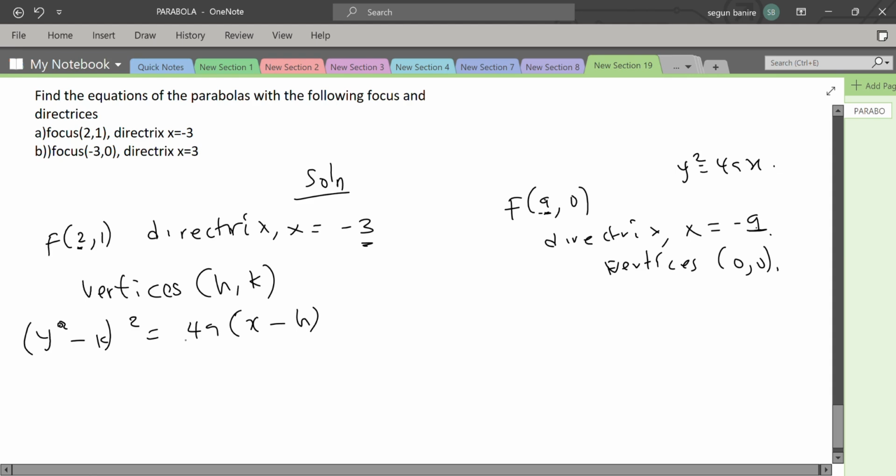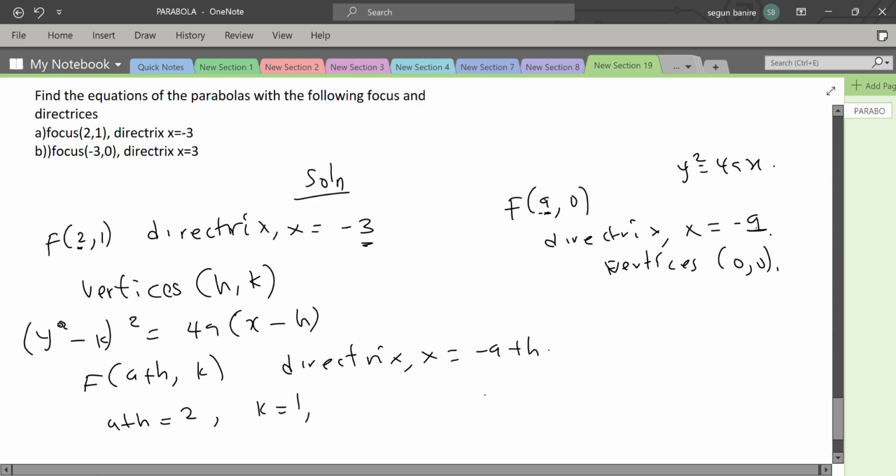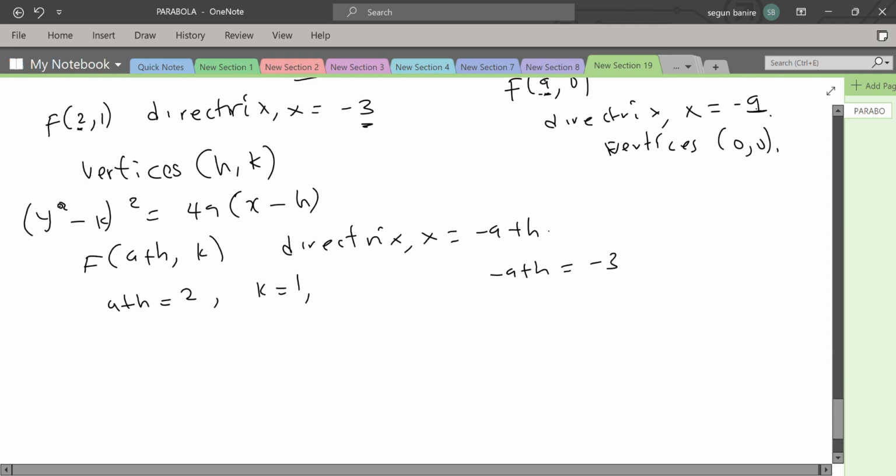So also with this equation, the focus is given to be a plus h comma k, and the directrix also has a formula which is minus a plus h. So they give us the focus, so we just compare them. So we have a plus h is equal to 2, and k is equal to 1. We also have from the directrix minus a plus h is equals to minus 3. So we've gotten k. So to get a and h, let's put these two things together. Call this equation 1, and this other one, we call it equation 2.